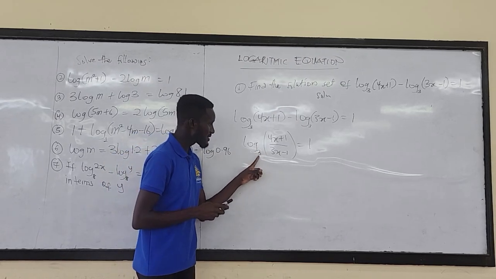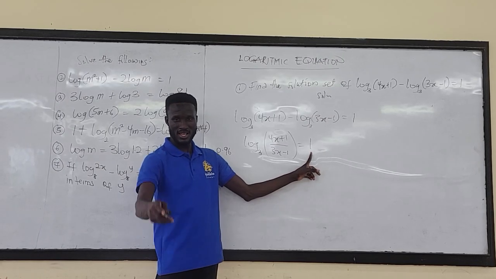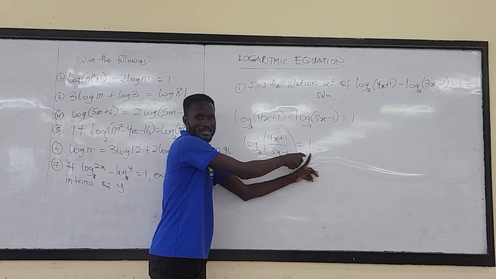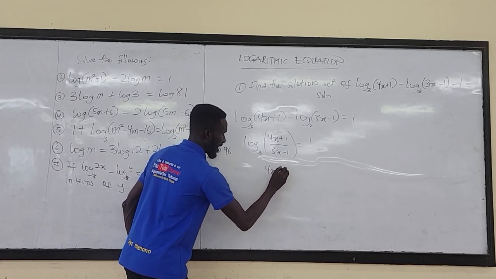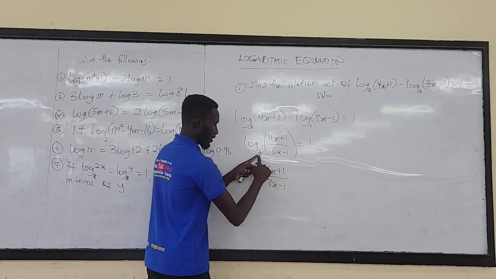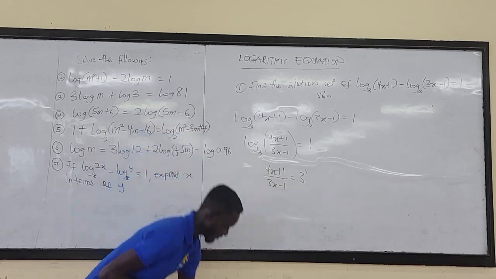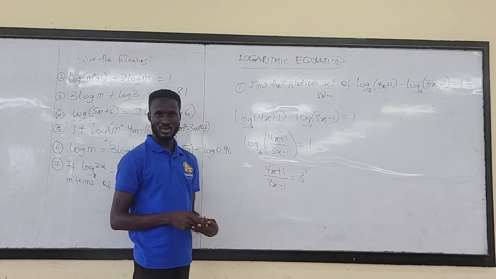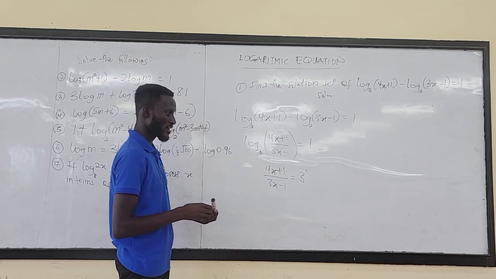We are going to use the base to raise the 1. So we are going to have 4x plus 1 divided by 3x minus 1. Then 3 will come in raising, so I'm going to have 3 exponent 1, by the definition of logarithm. Now at this point, we can just multiply through, it becomes a linear equation. We solve for x, so it's very simple like that.